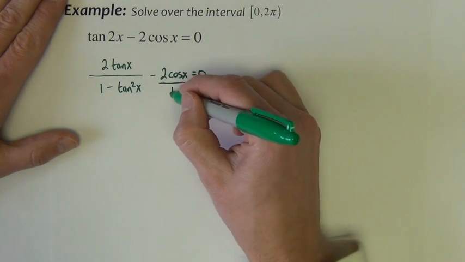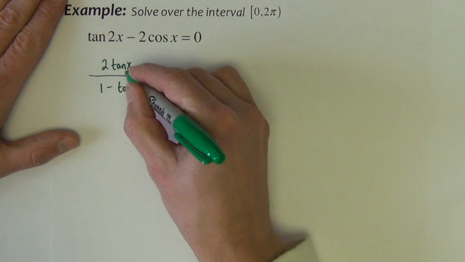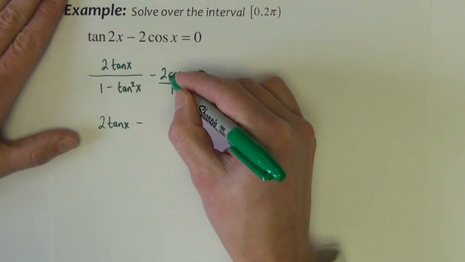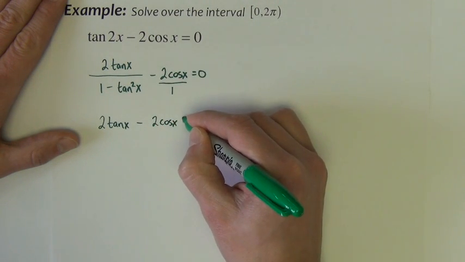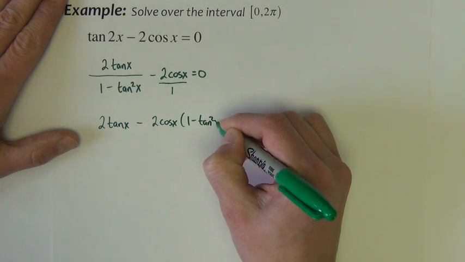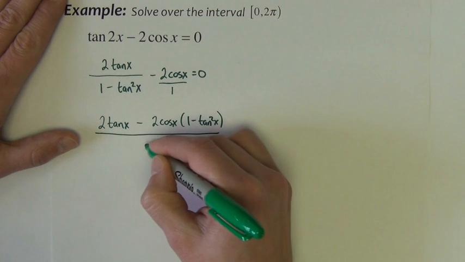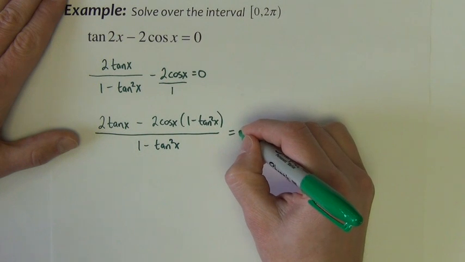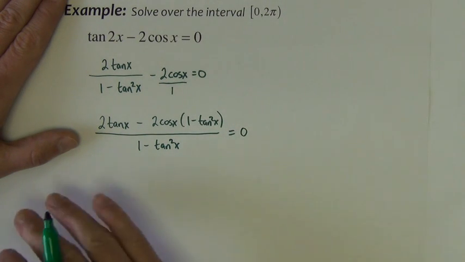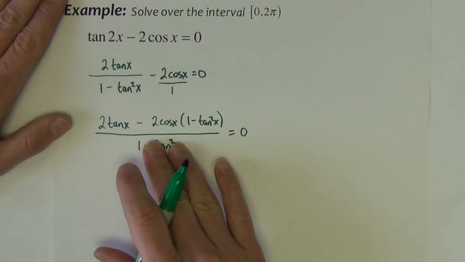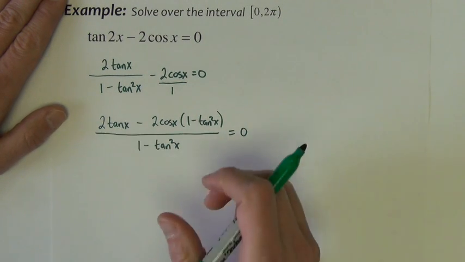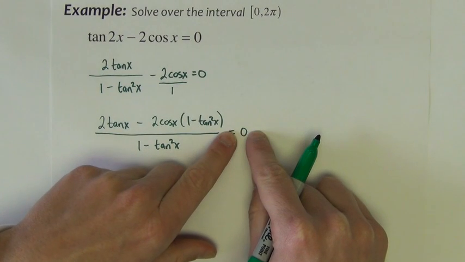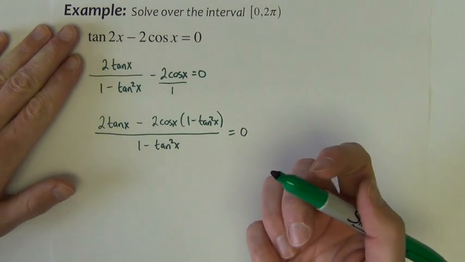If I just put this over 1 and attempt to make a common denominator, the 1 would multiply there, giving me 2 tan x, minus, and then this denominator piece multiplies here, so 2 cosine x times 1 minus tan squared x. That's all over 1 minus tan squared x. It's equal to 0. The nice thing about this is now the denominator can just be ignored, because I could multiply this to both sides. 1 minus tan squared x times 0 is still 0. So essentially I can just cross that out.